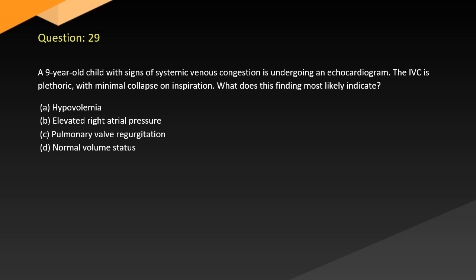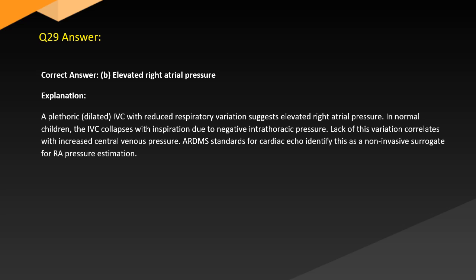Question 29. A 9-year-old child with signs of systemic venous congestion is undergoing an echocardiogram. The IVC is plethoric with minimal collapse on inspiration. What does this finding most likely indicate? A. Hypovolemia. B. Elevated right atrial pressure. C. Pulmonary valve regurgitation. D. Normal volume status. Answer. Correct answer. B. Elevated right atrial pressure.